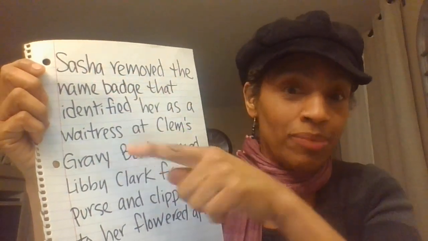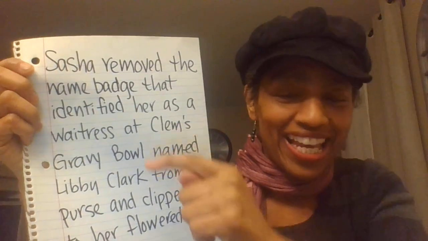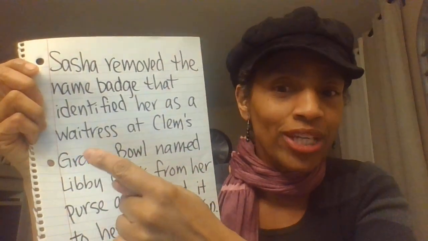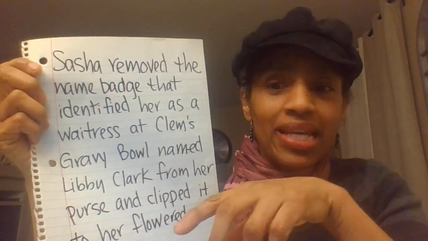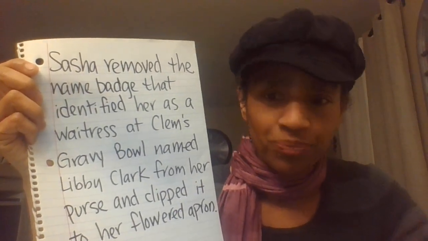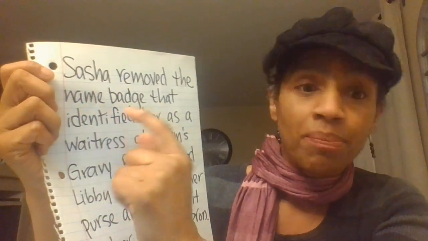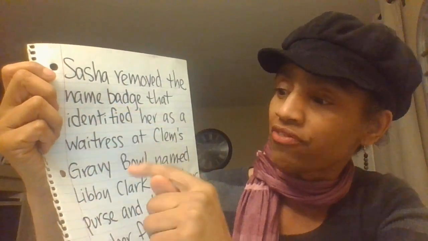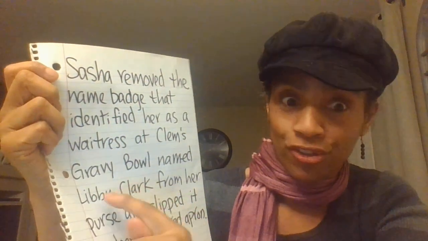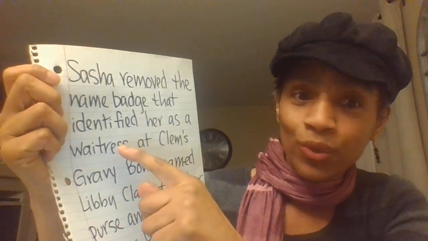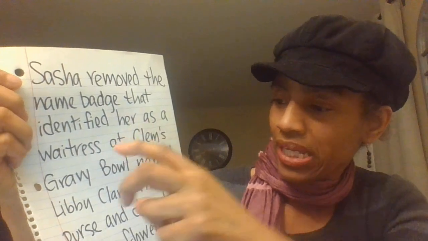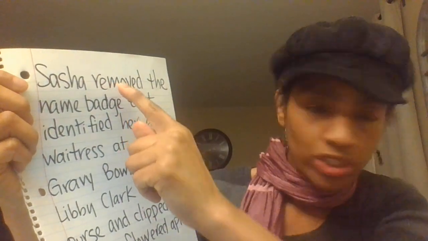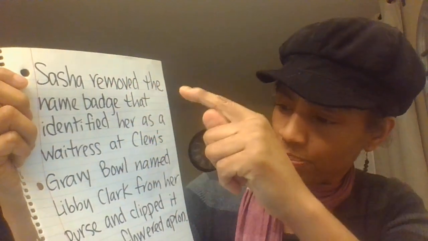Now clearly we can see that Sasha is going by a fake name, Libby Clark. She's posing perhaps as a waitress at this Clem's Gravy Bowl, and the name badge is identifying her. So the name badge is actually the main subject of the sentence. That's the important element, because the name badge is identifying this person as someone else who is working as a waitress at Clem's Gravy Bowl. And where did she pull the name tag from? She pulled it from her purse, and then she clipped it onto her apron.